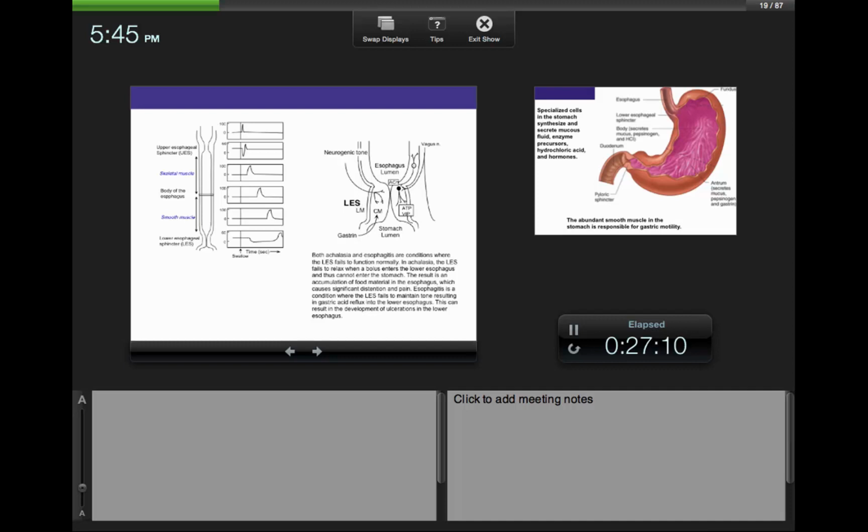We'll start off with esophagitis. Esophagitis is a condition where the lower esophageal sphincter becomes inflamed because it's too relaxed. So it loses its tone. And when it becomes too relaxed, it is not a great gateway. Now it's allowing stomach acid to gurgle up into the esophagus, which really can destroy those cells.